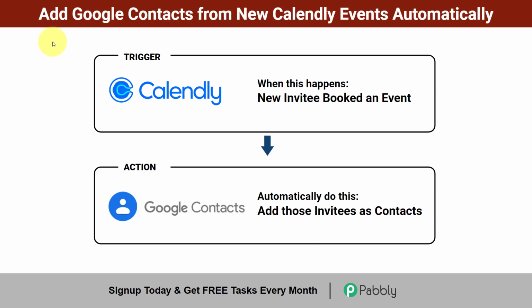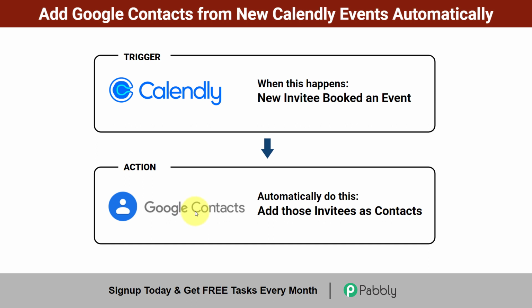In this video, I will show you how you can add your Google contacts from new Calendly events automatically. So here I am going to set an automation in Calendly and Google Contacts in such a way that whenever any new invitee books an event in Calendly, the same invitee will be added automatically into your Google Contacts.